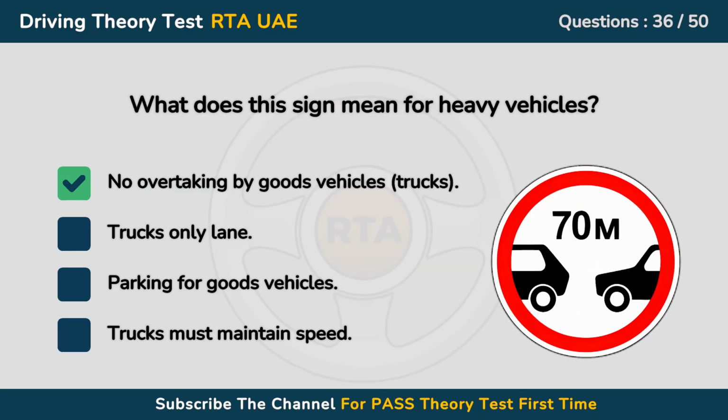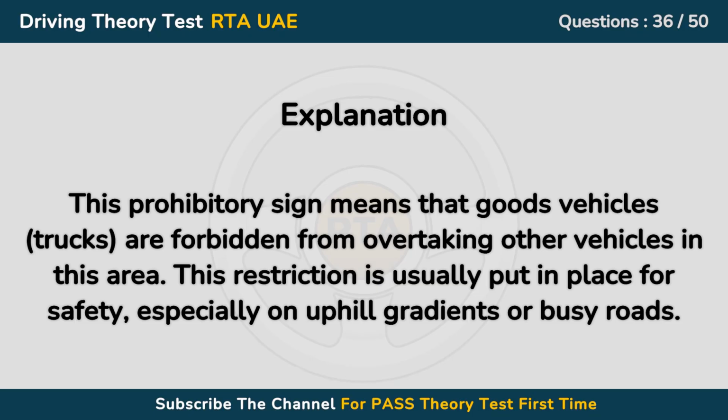Answer is A. No overtaking by goods vehicles, trucks. This prohibitory sign means that goods vehicles, trucks, are forbidden from overtaking other vehicles in this area. This restriction is usually put in place for safety, especially on uphill gradients or busy roads.